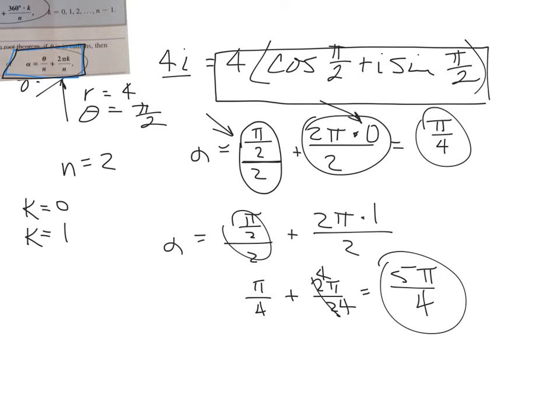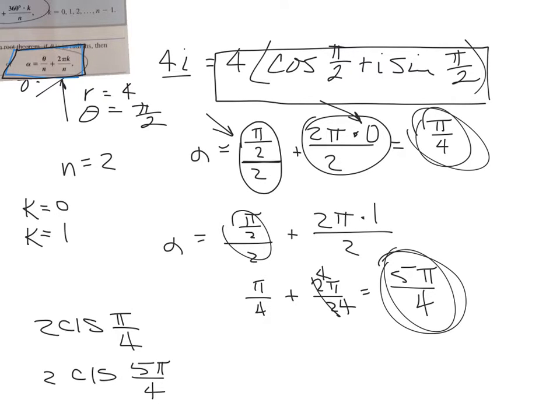That's my other alpha. We already found out that the square root of my r, the square root of 4, was 2, so I have 2 cis pi over 4, and I have 2 cis 5 pi over 4 from here and here. And those are my answers.